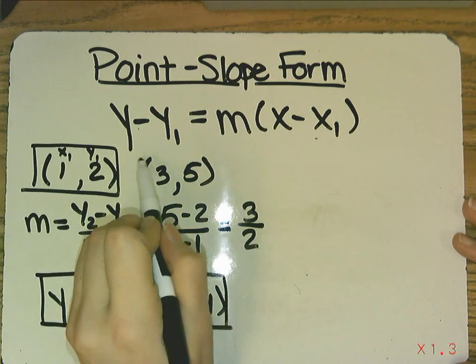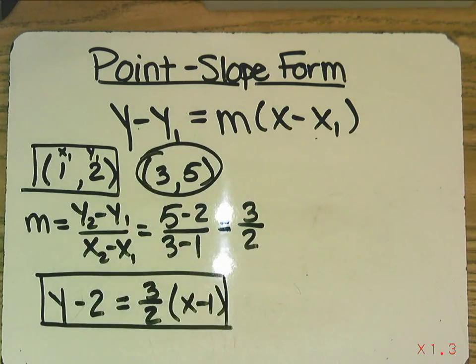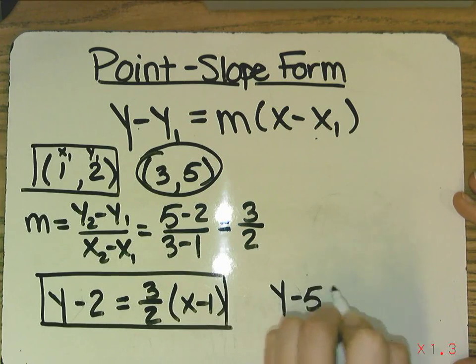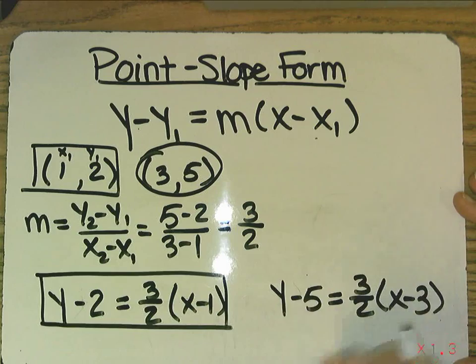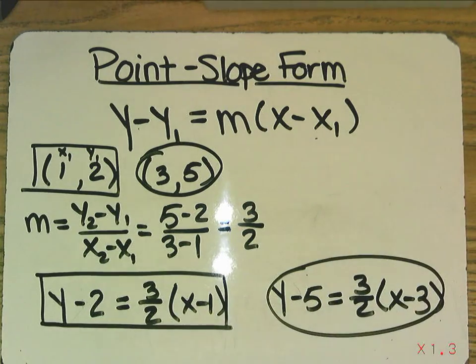You could have selected this point and plugged those numbers into your equation. If you did, you would have come up with the equation y minus 5 equals 3/2 times x minus 3. So either one of these equations would be correct. It's just up to you which point you select. You do not have to always write two equations. I'm just showing you that you could have written this or this. Either one would be considered correct.